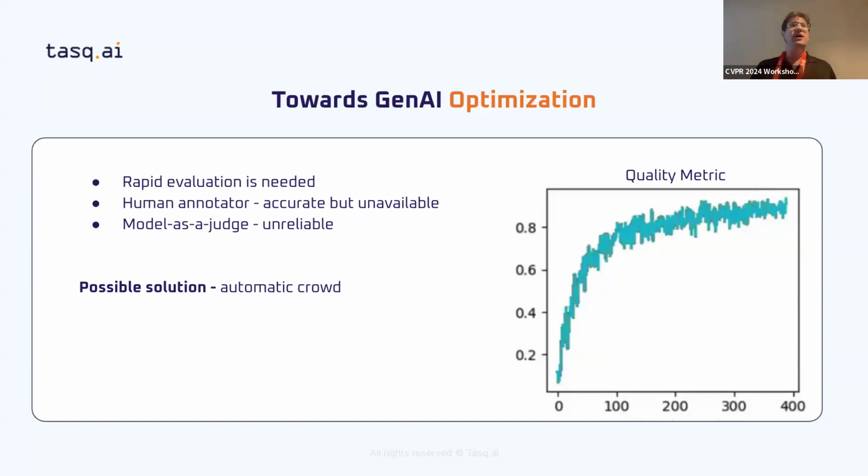And you might want to try and use models as judges, which has become quite popular in LLMs, because they're better than those in computer vision, but still those are unreliable and they're highly biased, and we won't get into that now. So a possible solution that I would like you to know about is using crowds automatically.